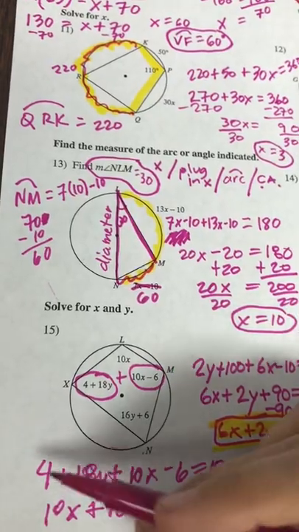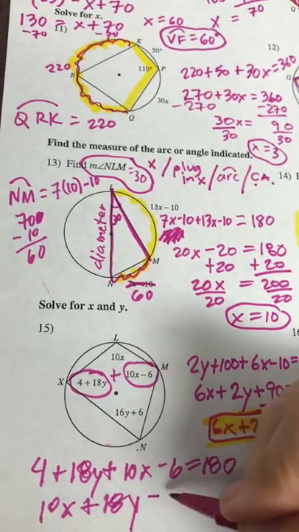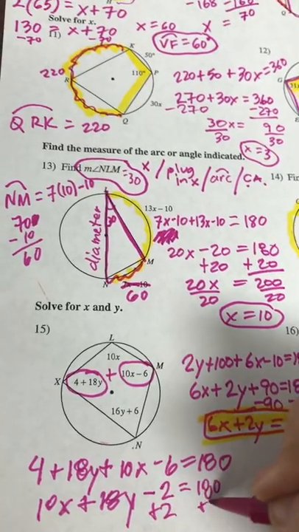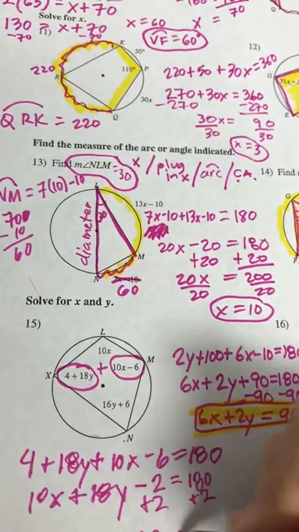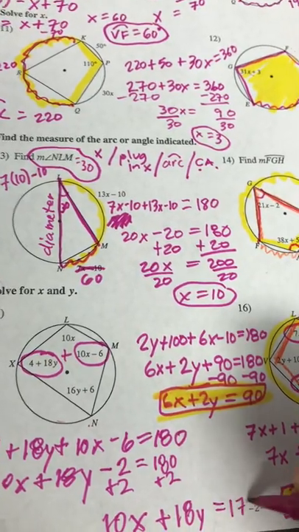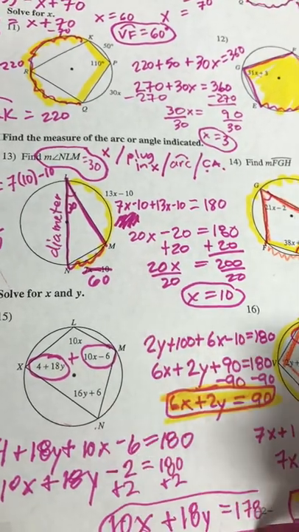10x plus 18, 4 take away 6 would be negative 2. Adding 2 on both sides, I'd get 10x plus 18y equals 198. And we're going to leave it like that. Okay.